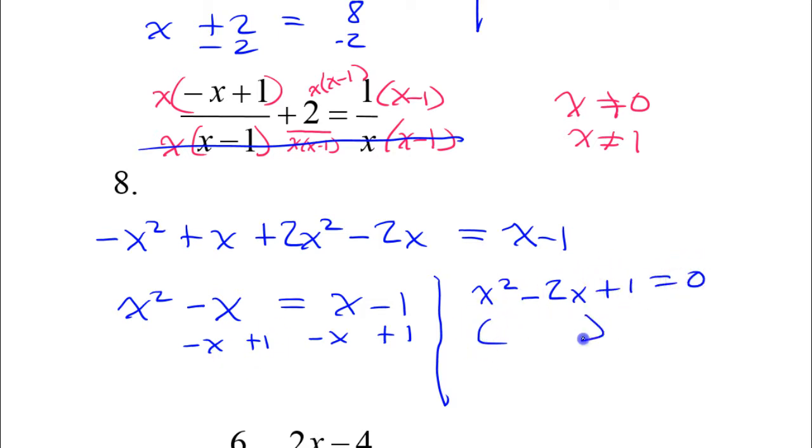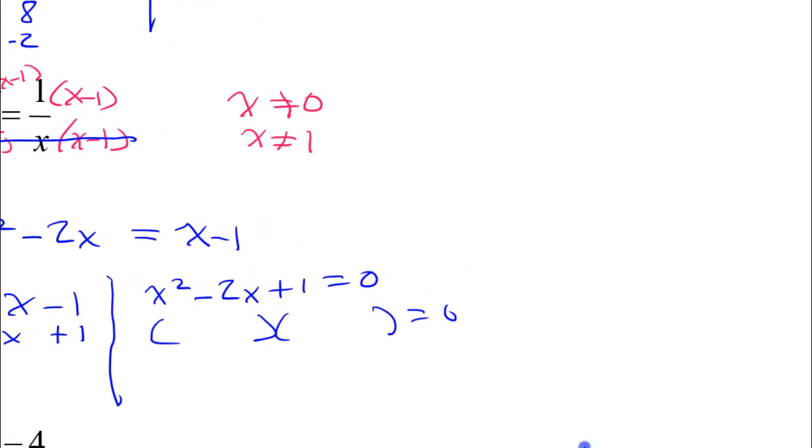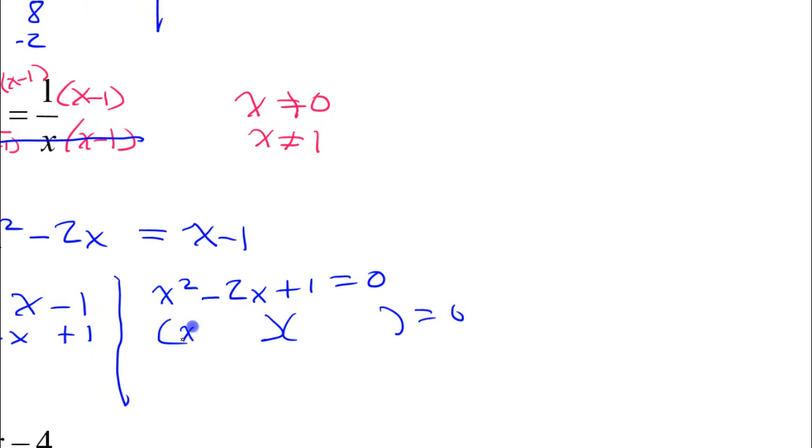And then I'm going to try to factor this. If it doesn't factor, I will use the quadratic formula. X squared can only be x times x. 1 can only be 1 times 1. Inner plus outer must equal middle. Inner I have 1x, outer I have 1x. I can make a negative 2x if these are both negative, and a negative times negative is a positive 1. So I will get the solutions by setting these factors equal to 0 and solving.